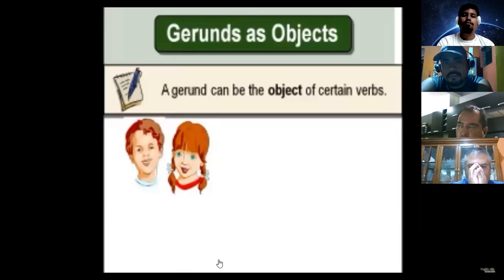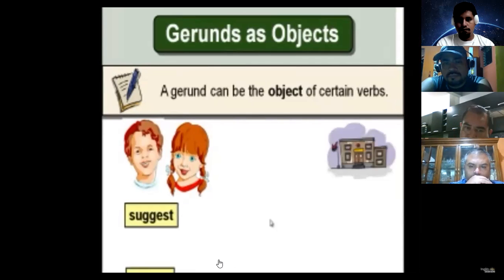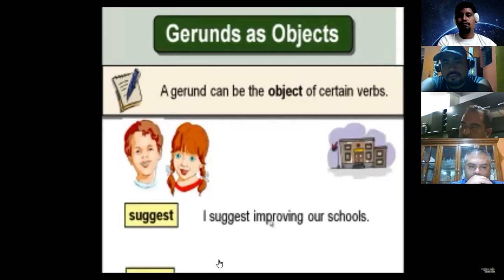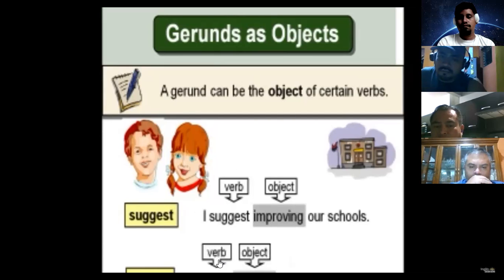Now let me talk about the last part of our class. What we want to do next is learn how gerunds can also be the objects of sentences. Let me give you a few examples. We heard politicians say, "I suggest improving our schools." As you can see, suggest is our verb, and improving becomes the object of our sentence. So it's no longer a verb.